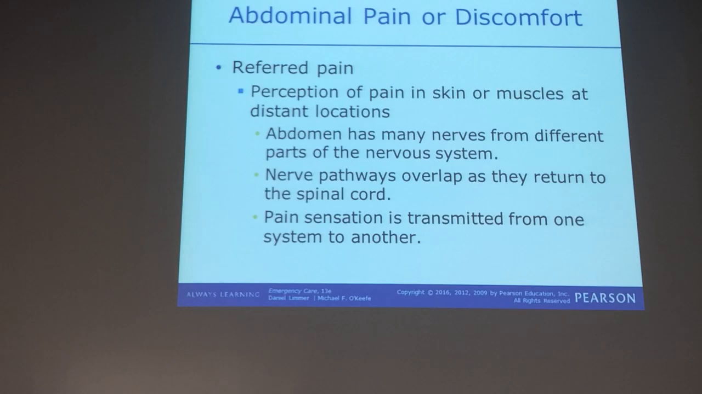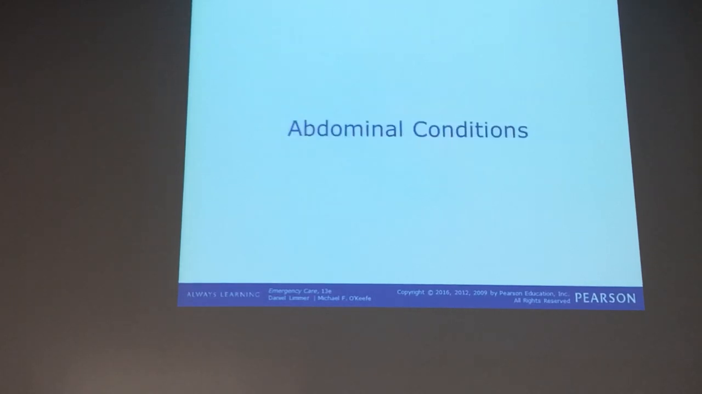Referred pain is perception of pain in skin or muscles at distant locations. The abdomen has many nerves from different parts of the nervous system. These nerve pathways overlap as they return to the spinal cord. Pain sensation is transmitted from one system to another. So we have some of these. Sometimes you get shoulder pain with abdominal pain. That's a certain illness, certain injury.